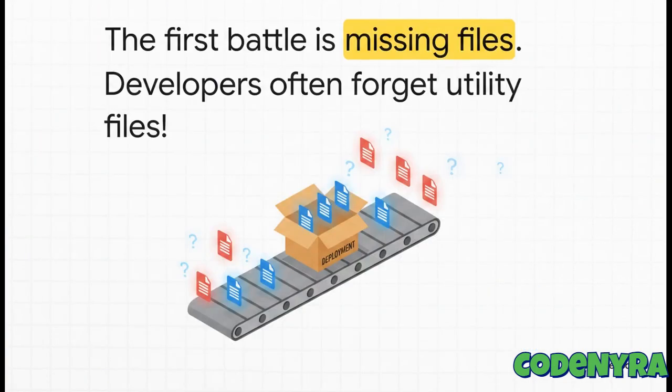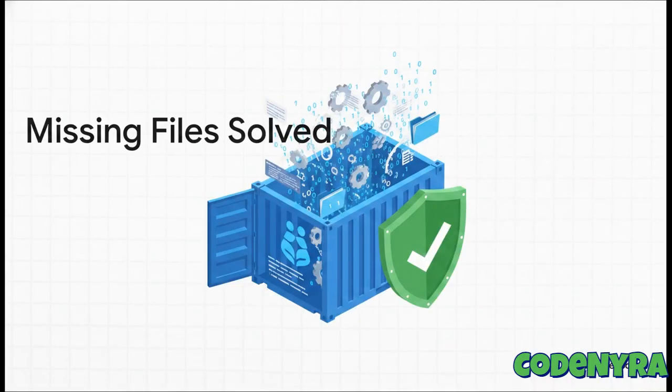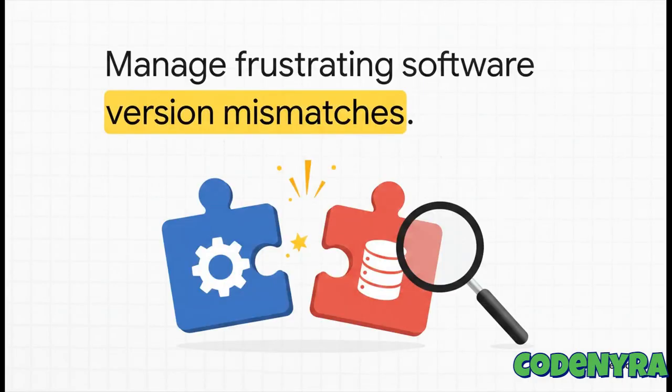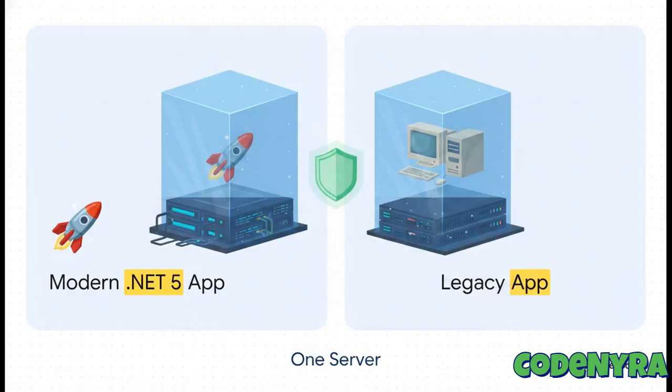First up, missing files. It is incredibly easy to just forget crucial utility files when moving environments. Docker solves this by packaging literally everything, code, binaries, into one static snapshot, so absolutely nothing gets left behind. Now, what's really interesting about this side is our next battle, messy version mismatches on the same machine. Docker's containers are totally isolated. A modern .NET 5 app can run safely right beside a legacy one.